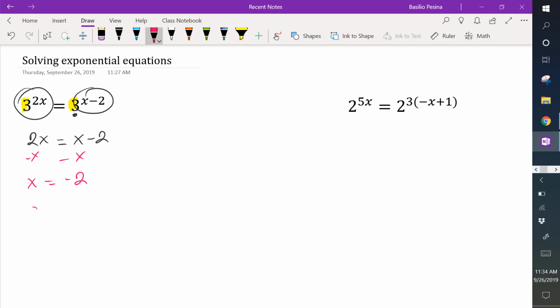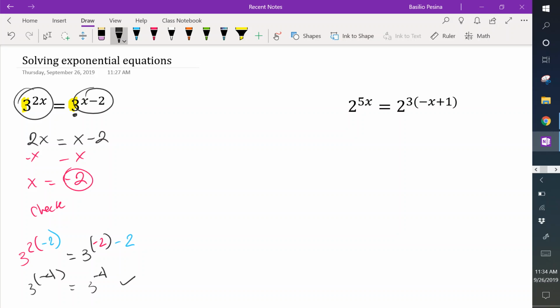Okay, and I can check my work by substituting this negative 2 into here. So I get 3 to the 2 times negative 2 is equal to the right-hand side, and let's double check that. 3 to the parentheses, my solution was negative 2, and minus 2. So all of this gives me 3 to the negative 4, which is indeed equal to 3 to the minus 2 minus 2, that is negative 4. So it does check out.